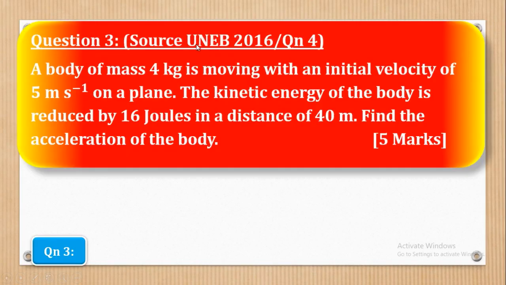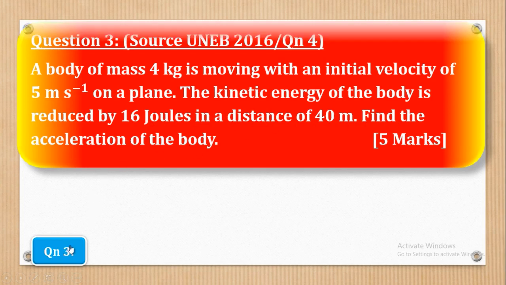So now we shall go to question 3, and question 3 came from UNEB 2016 paper 2 question 4, and it says a body of mass 4 kilograms is moving with an initial velocity of 5 meters per second on a plane. The kinetic energy of the body is reduced by 16 joules in a distance of 40 meters. Find the acceleration of the body.